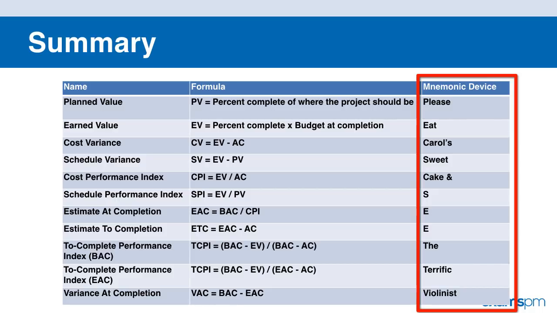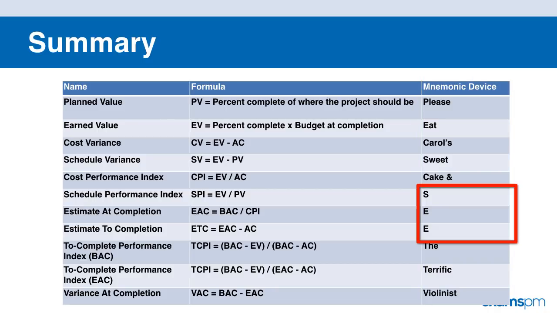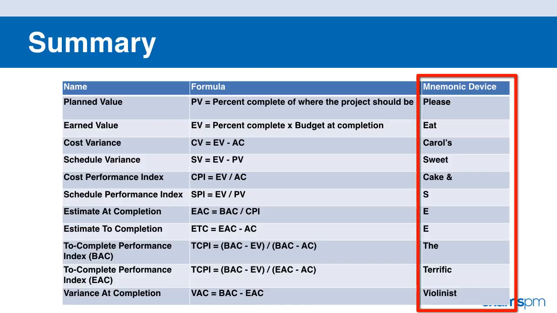So the quick phrase that we can use is please eat Carol's sweet cake and see the terrific violinist. So really simple phrase. What we want to note here is that the word "see" is actually comprised of the capital letters, so it actually spells it out. So if we go back here, what we can see is that "please" matches with the planned value, earned value matches with "eat", cost variance matches with "Carol", and so forth.